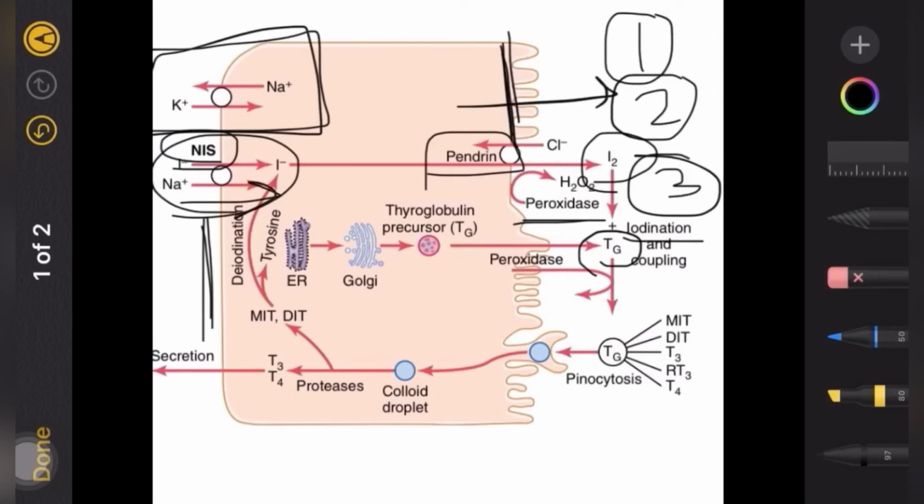Now these two, MIT and DIT, further combine in different variations and give rise to three main things. One is T3, that is triiodothyronine, which is because of the combination of MIT plus DIT. The second one is T4, which is because of the combination of two DITs. And the third one is the reverse T3, which is nothing but the combination of DIT plus MIT respectively. Now this whole was the fourth and the final step in the synthesis, which was called the coupling.